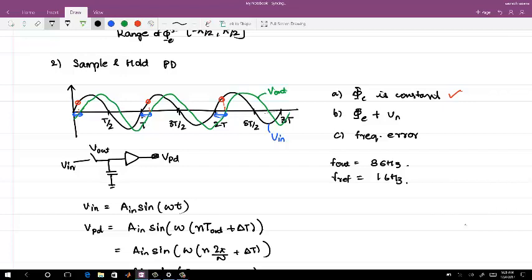So you can do it two ways. Either you sample fref by f out, or you sample f out by fref. If there is any phase error, any DC phase error, you will detect that. Now the thing is, if you sample fref by f out, your sampling frequency is higher.